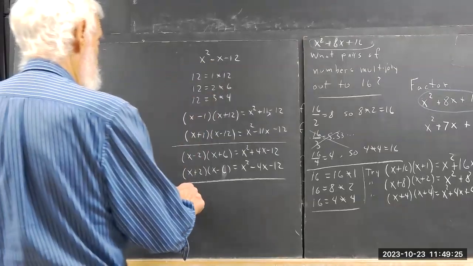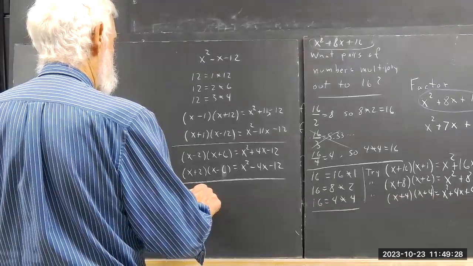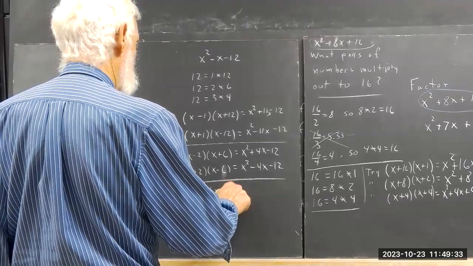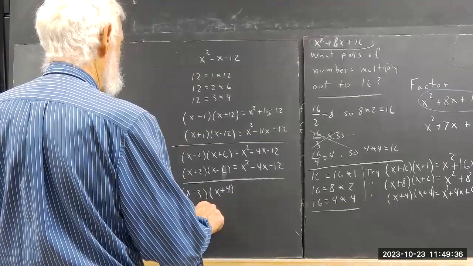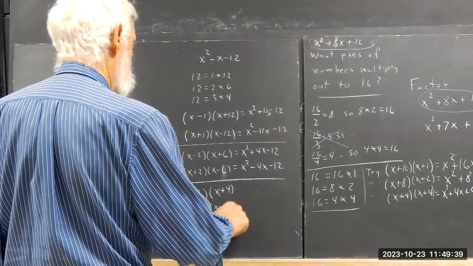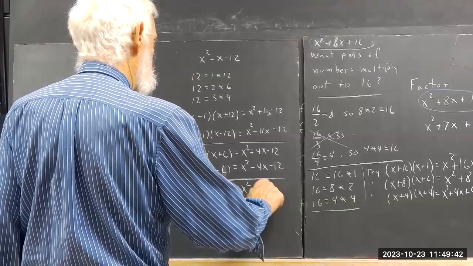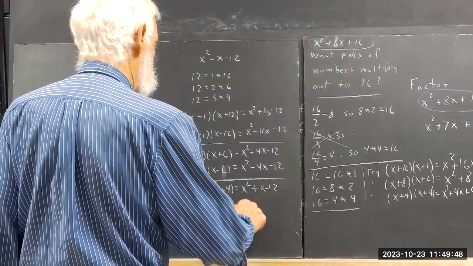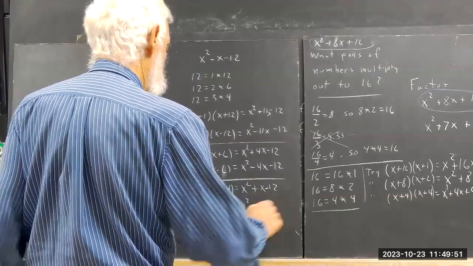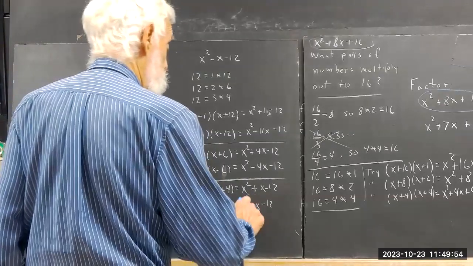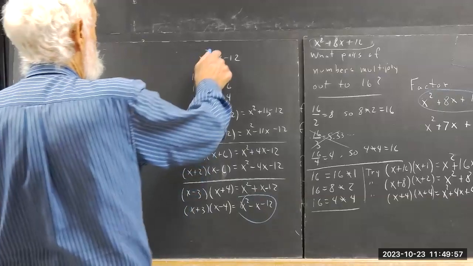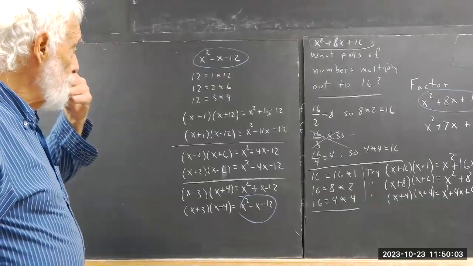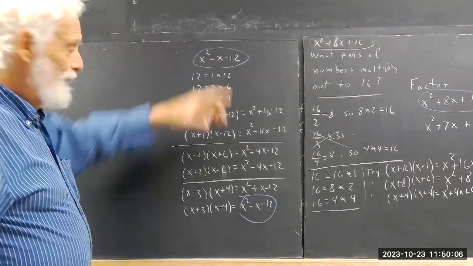So let's hope we get that out of either x minus 3 times x plus 4, or x plus 3 times x minus 4. So this one comes out x squared plus x minus 12, and this one comes out x squared minus x minus 12. And it's the last one we tried, but that's just coincidence to the order we wrote them out. Okay. So sometimes if you got a minus here, you're going to have more possibilities.